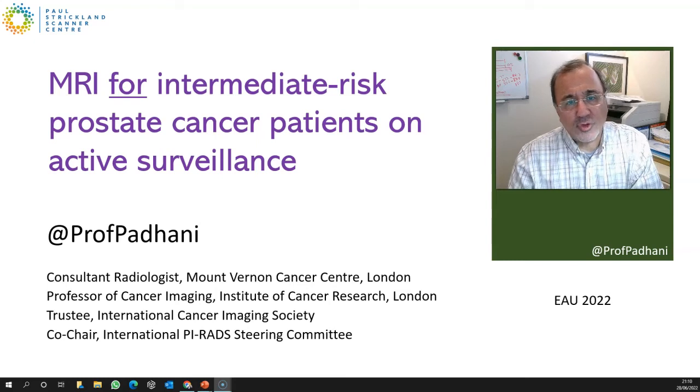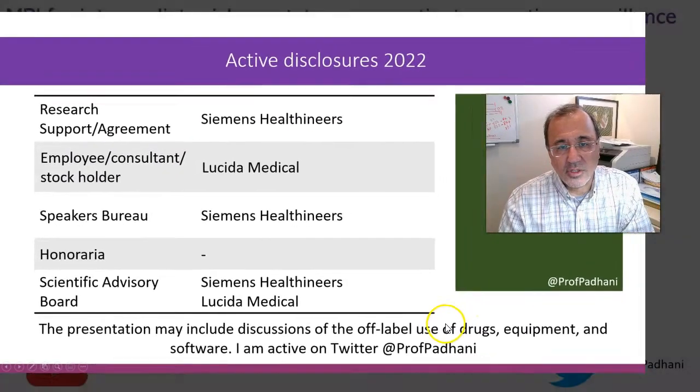I'm going to be talking about the use of MRI in intermediate risk prostate cancer patients who are undergoing active surveillance.